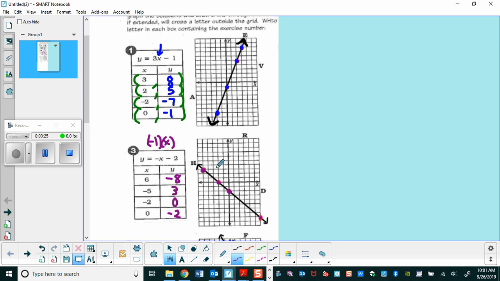Remember, when you use your ruler to connect, we've got arrows on the end. And in terms of the puzzle part of the worksheet, number 1, the line went to letter E. For number 3, the line went to letter H. So down below, you have the letters that you can be plugging in.